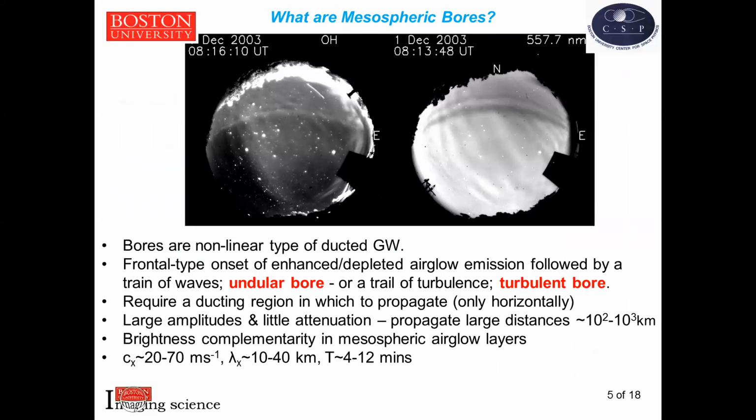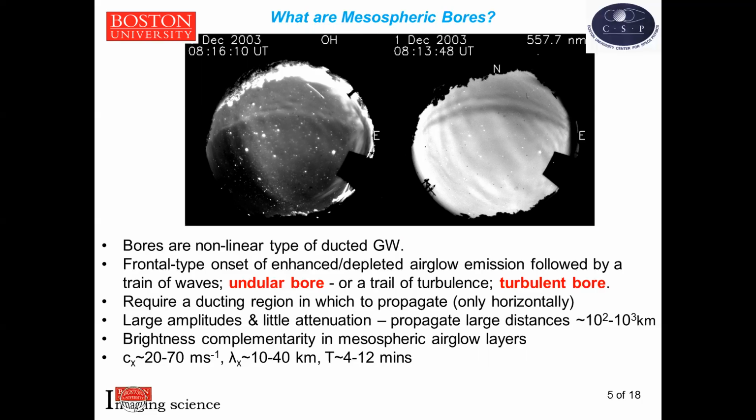So what are mesospheric bores? Bores are a non-linear type of ducted gravity wave. They have a frontal onset of either enhanced or depleted airglow emission, followed by a train of waves or a train of turbulence. They require a ducting region, like an inversion layer or a wind shear, and they can propagate only horizontally. They have large amplitudes and very little attenuation, so they can propagate very large distances, hundreds of kilometers, sometimes over 1,000 kilometers.